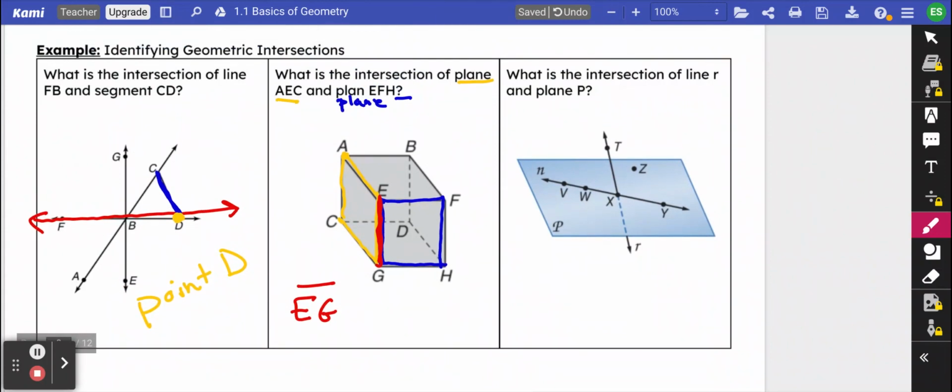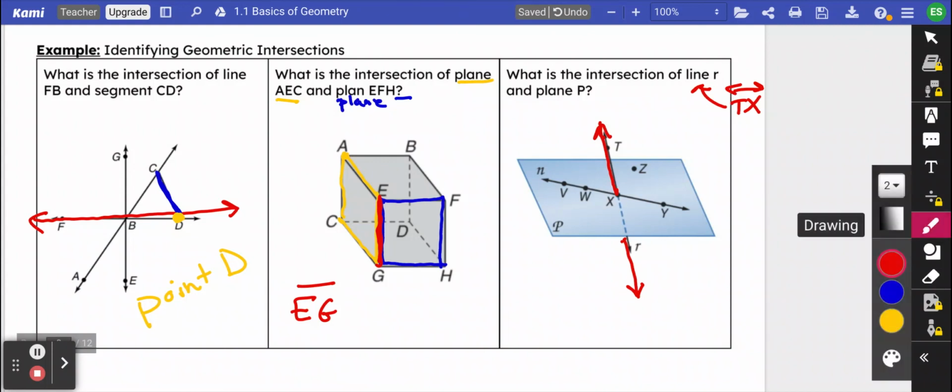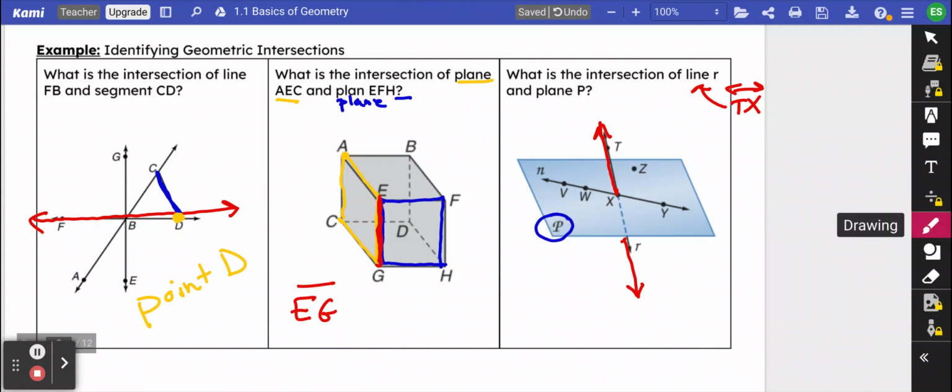And then the last one, what is the intersection of line R and plane P? So line R is this line right here. And it's like a pencil going through the paper, so we don't always see it. And what's another name for line R? Another name for line R would be TX. And then plane P. And we know it's plane P because of that uppercase script letter there. And by definition, the intersection of a line and a plane is at a point. And this one would be at point X.